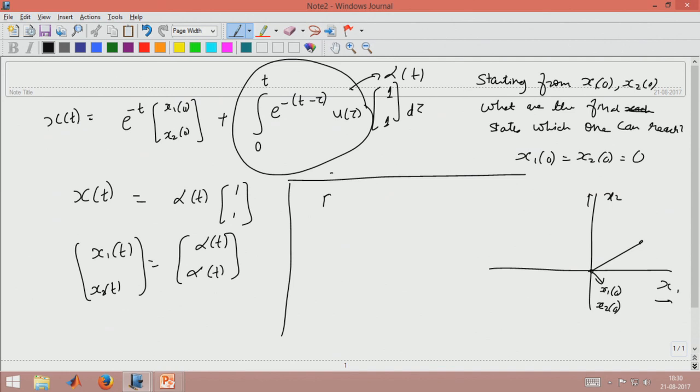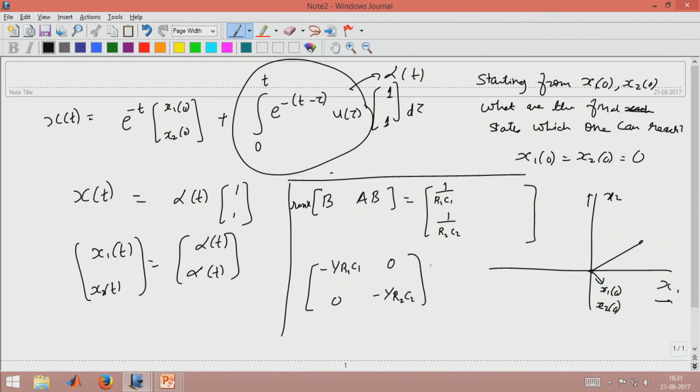So, I could just compute the B matrix, AB, and check for its rank. This will be some matrix. B is 1 over R1 C1, 1 over R2 C2. A times B, what is this? A is 1 over R1 C1, 0, 0, minus 1 over R2 C2, and I multiply this with B. So this essentially is, I will have minus 1 over R1 C1 square, and here I will have 1 over, with a minus sign, R2 C2 square.